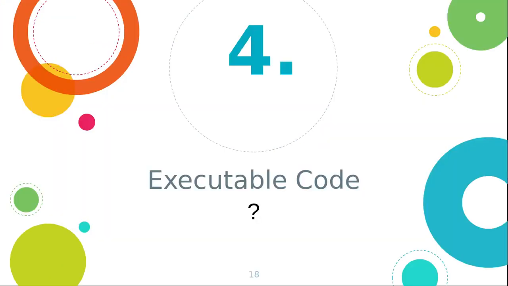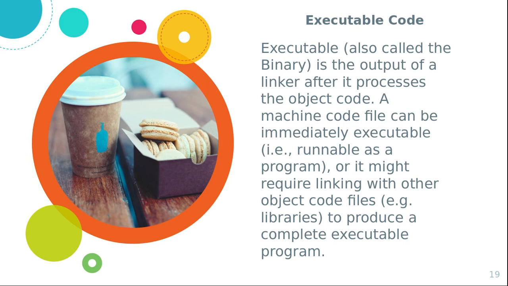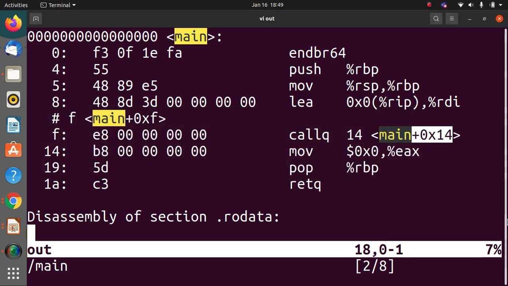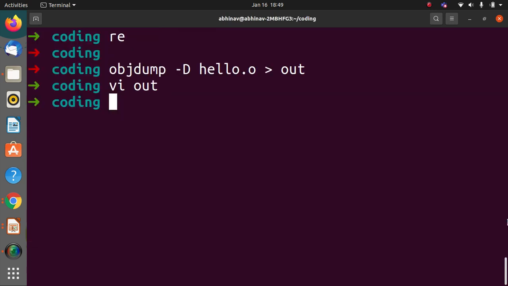Okay. Now, what is executable code? Executable code is the output after linker processing. So whenever you run anything with GCC, two things are happening. One, it is compiling, and second, it is linking. The compiling phase and the linking phase.